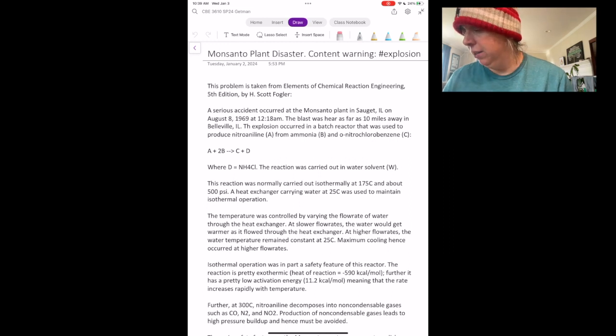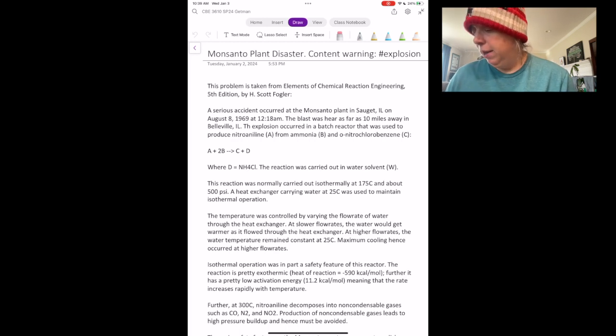At higher flow rates, the water temperature remained constant. You can flow the water really quickly through, and in doing that, the water doesn't change temperature as it flows through, and you're maintaining the maximum cooling rate. Maximum cooling, hence, occurs at these higher flow rates.